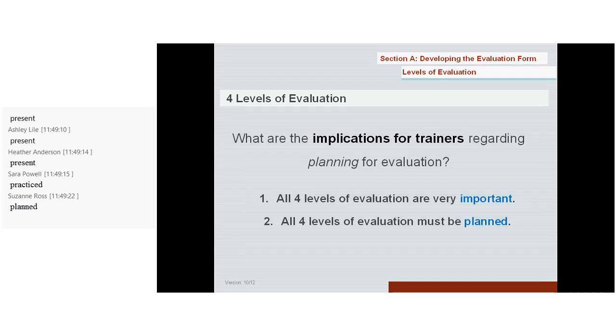Plan. All 3 work. I'm fine with all 3 of those. But it isn't going to happen if you don't plan it. If you do not plan for 4 levels of evaluation, they won't happen. It's not up to the director. It's not up to the participants. It's not up to anybody but the trainer. And if the trainer doesn't plan for them, because where does the planning start? It starts with the trainer.